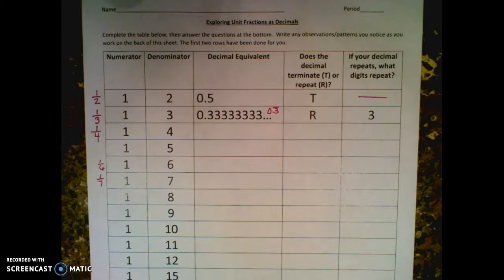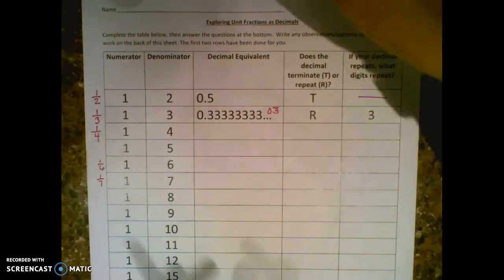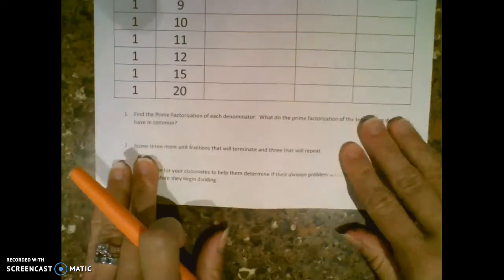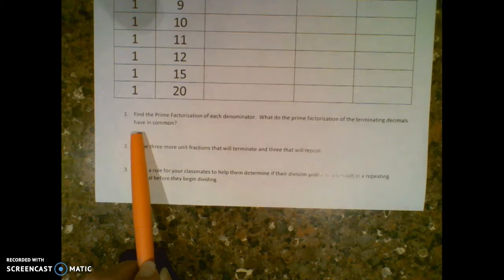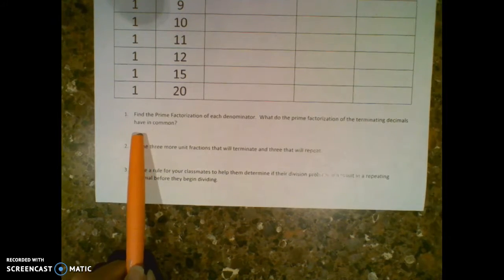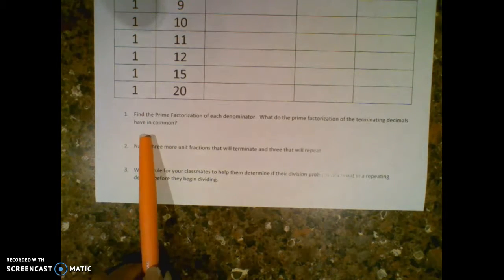Now, the next portion of this assignment is to go down to number 1 here. I know we haven't talked about this yet, but this is a 5th grade skill that you should know. After you've done all this work, some repeat, some terminate. So now the goal is to determine: how do I know from looking at a fraction, a unit fraction, or really any fraction with those denominators, if I'm going to have a repeating or terminating decimal? Well, number 1 is one way to help you out. It's a hint. What I want you to do is find the prime factorization for each denominator.